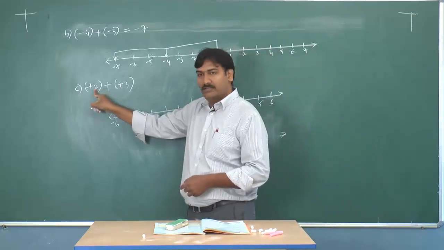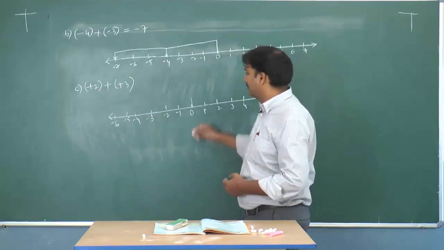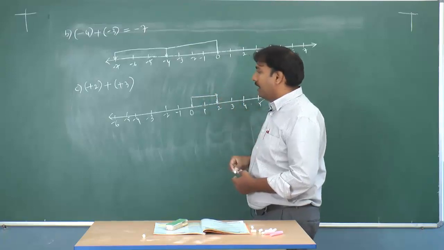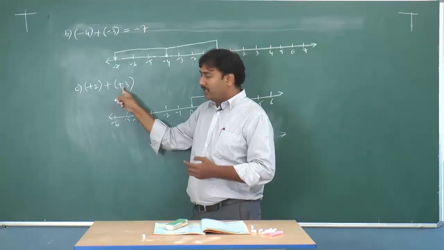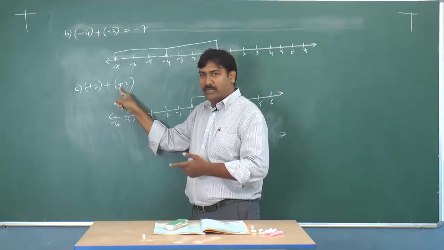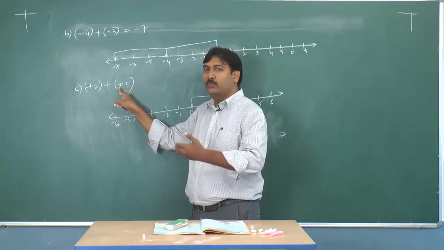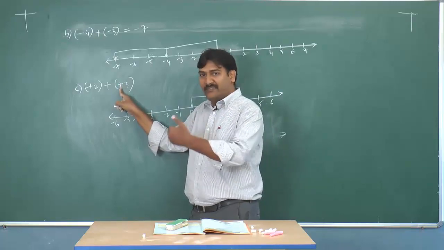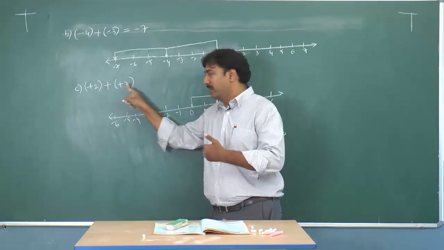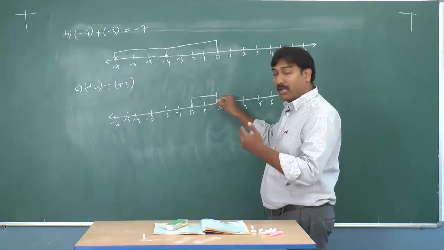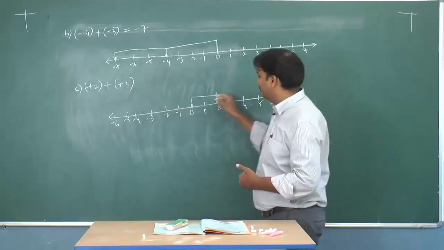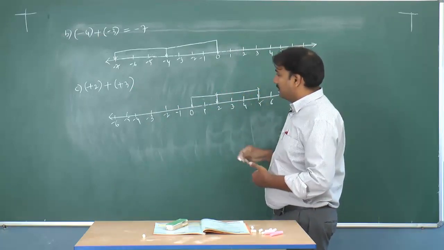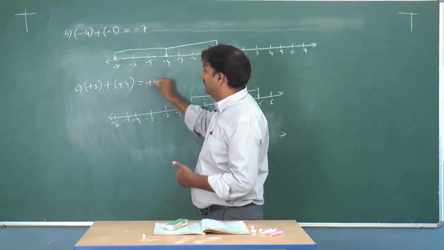To how many units? For 2 units, because we got plus 2. So I'll move to the right side 2 units, 1 and 2. Here we stop. And now still we need to move to the right side, because again we need to have plus 3. Here the plus sign indicates again we need to move to the positive direction. If in case we had got a minus 3, we need to move to the left side, but here we have a positive sign. That means we still need to move to the right side. But how many units? For 3 units. So I'll move to the right side, 1, 2 and 3. Here I stop. The answer is going to be equal to plus 5.